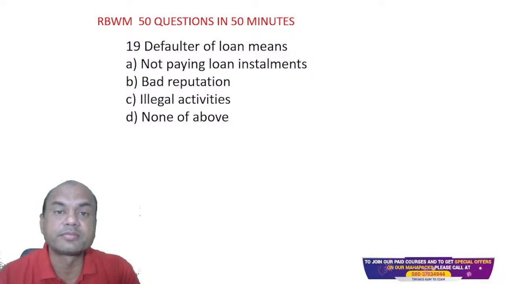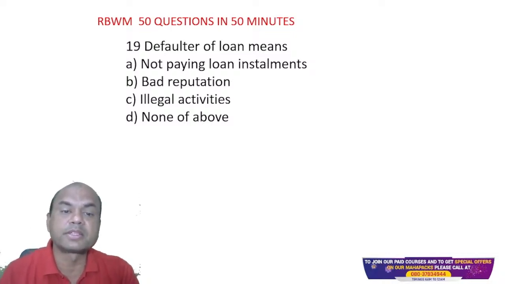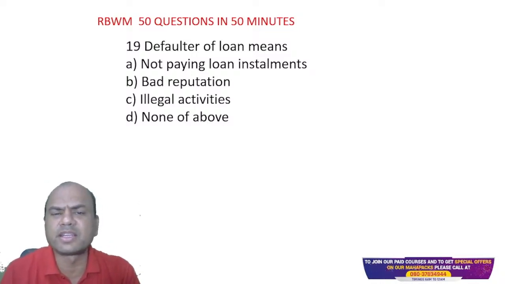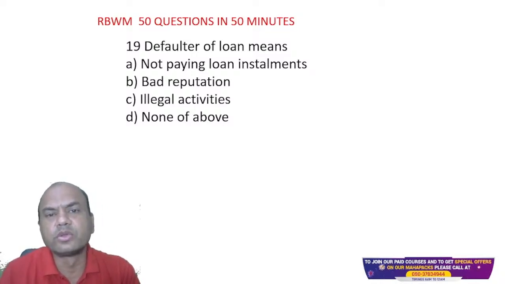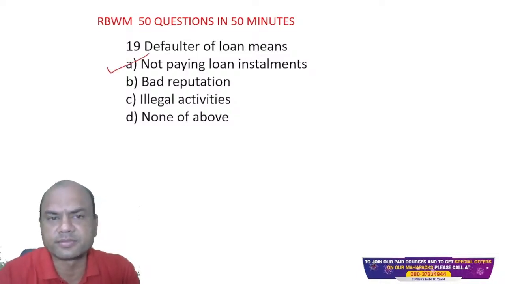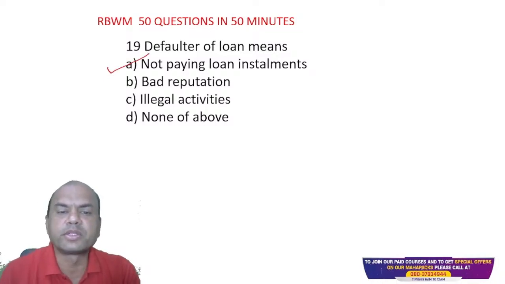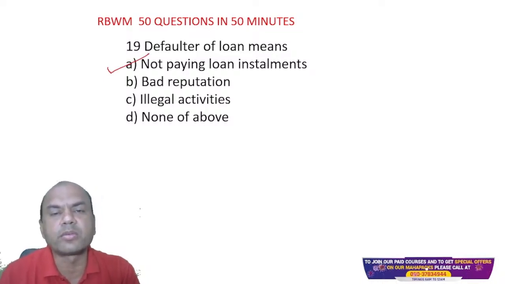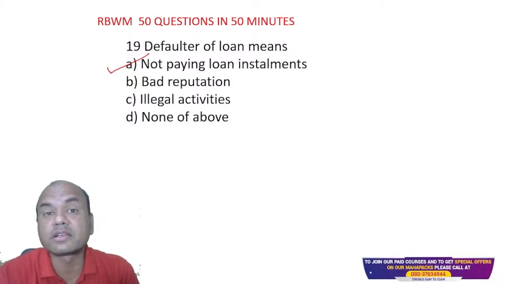Who is a defaulter? Bad reputation, illegal activities. We have nothing to do. See, our bank is only concerned about its EMI and its interest. So not paying the loan installments is the right answer. If somebody is doing some illegal activities, he will be caught by the police. If somebody has a bad reputation, we are not concerned with that reputation over here, as long as it is not against the country.